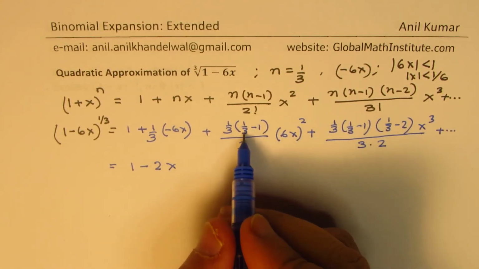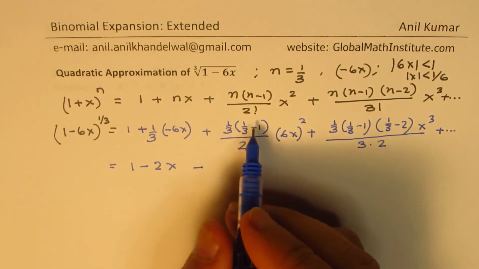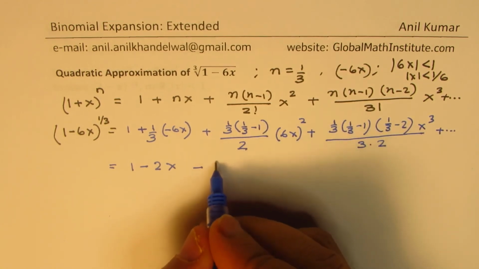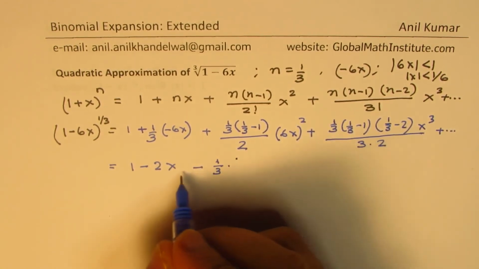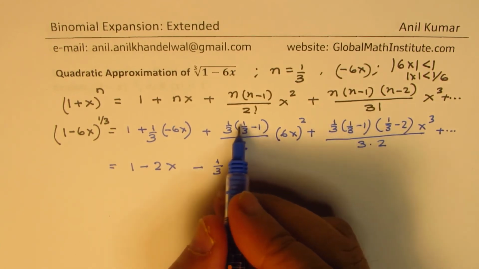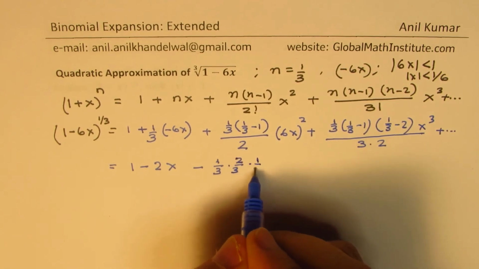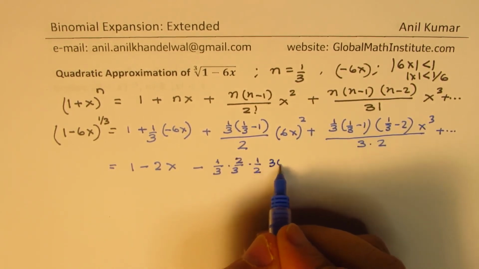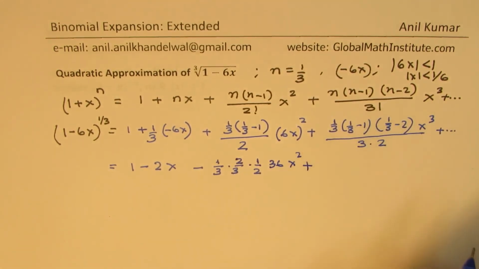Now if I take this 3 here, so we get minus, okay. So 3 minus 1 is 2. So we get 2 over, let me write in 2 steps. 1 over 3 times, minus I have already taken outside. So 3 minus 1 is 2, so we get 2 over 3. Let me write this as half here. And 6 square is 36. X square, right, plus. We have this term now.